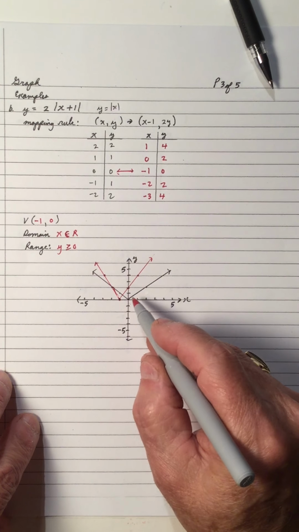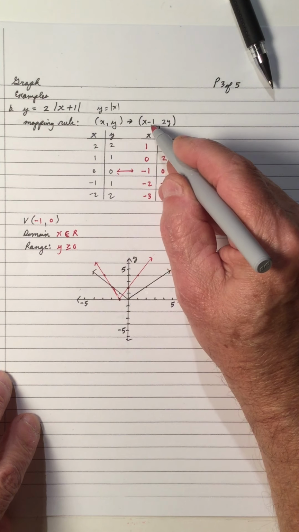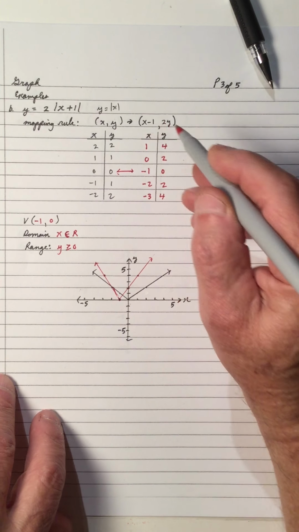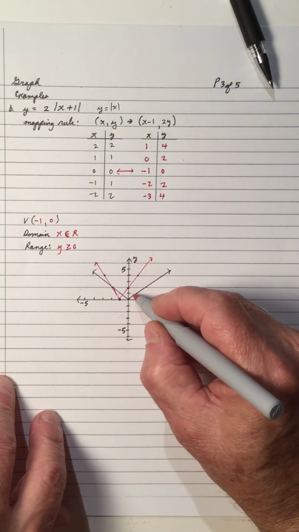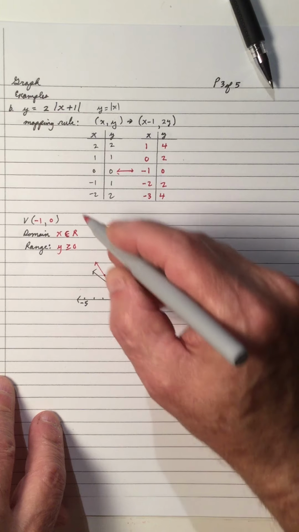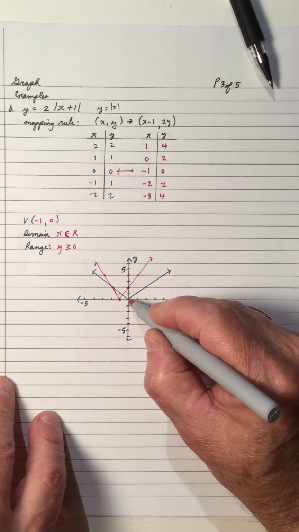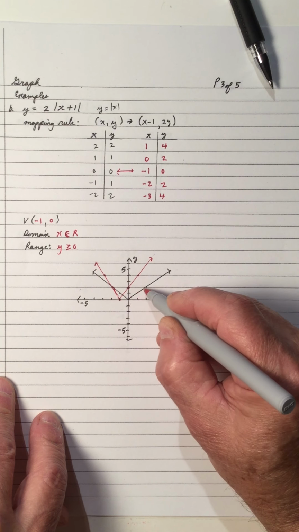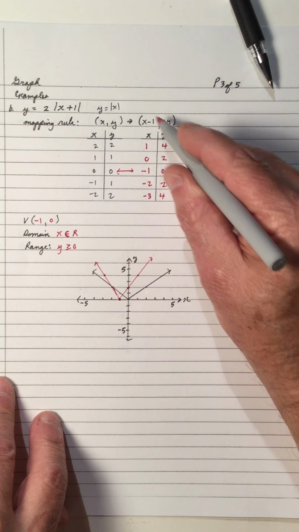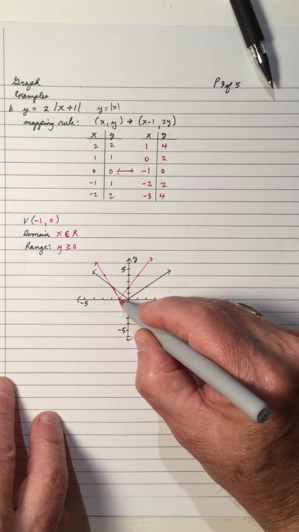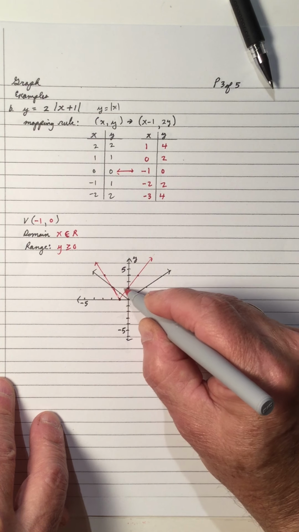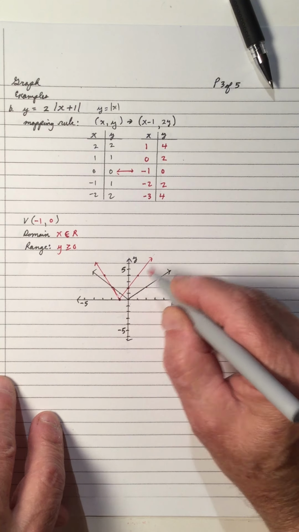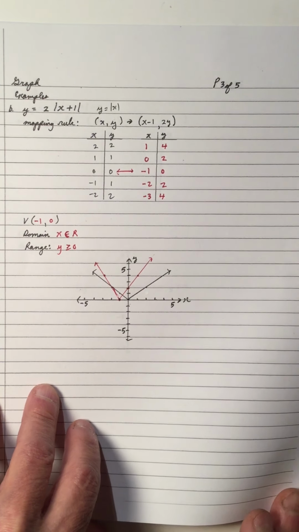So notice it went 1 left, x minus 1. You're taking 1 off, and the slope of this one is 1. So you're up 1, right 1, up 1, right 1. But the slope of this one is 2. You're going up 2, right 1, up 2, right 1.